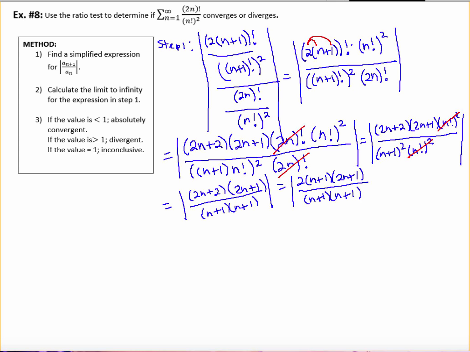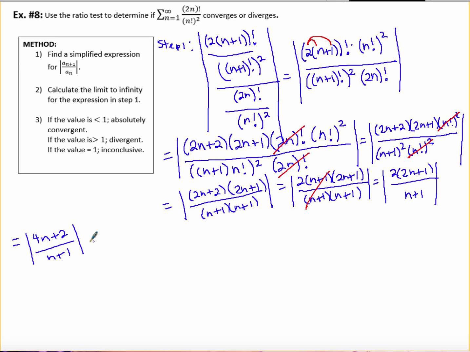Lovely. So I can get these n plus 1s to divide and make 1, leaving me with the absolute value of 2 times the quantity 2n plus 1, all divided by n plus 1. Are we ready to ratio test yet? No, I bet we can simplify this some more. I'm going to extend it out over here. I'm going to use the distributive property. I love it. This is going to give me 4n plus 2 divided by n plus 1.